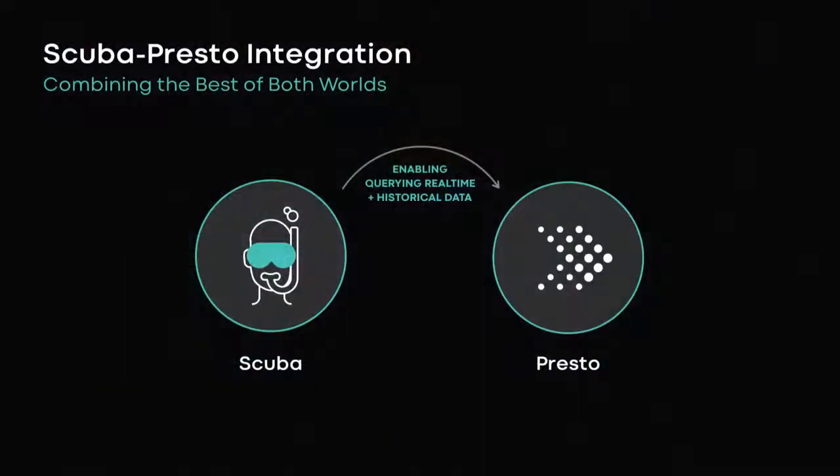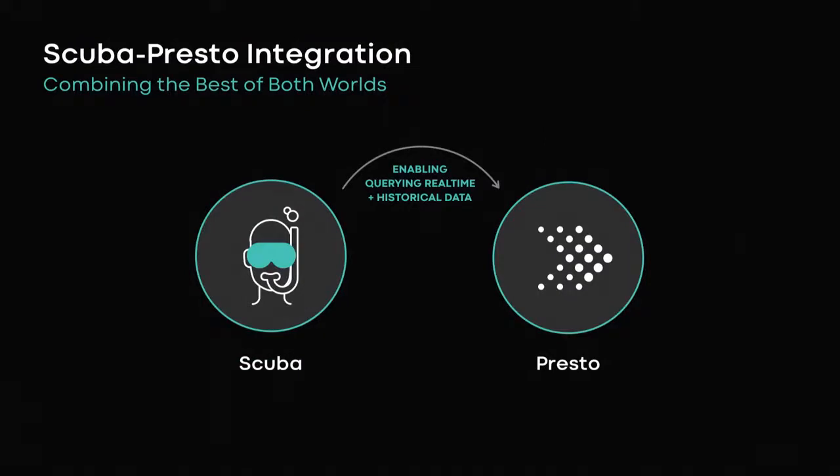So as you can guess, one of the biggest asks that our users had was how we can integrate those two systems, how we can give them access to both real-time and historical data, and how we can let them do complex operations on those data. So what we did this year is we integrated those two systems in a bidirectional way. The first direction is from Scuba to Presto. The way this works is the following.